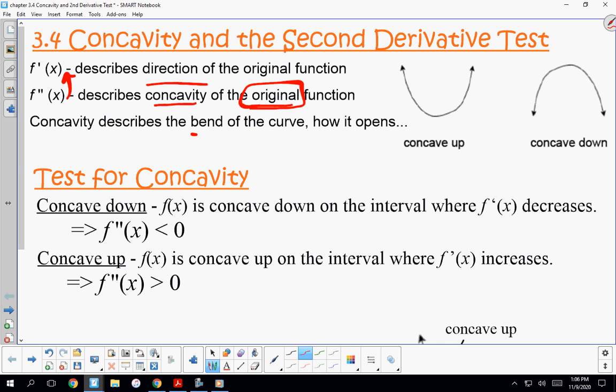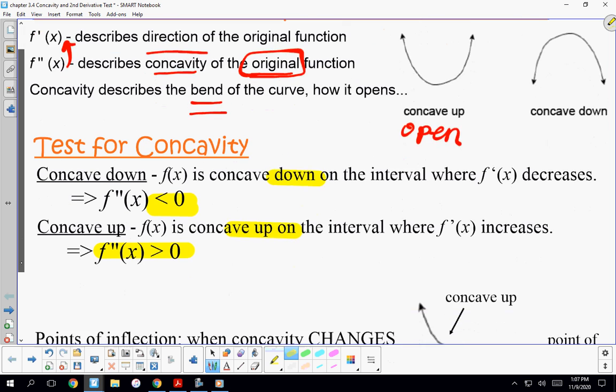And concavity is just the bend in the curve. So when it's concave up, it's opening upward. And when it's concave down, it's opening down. So if our second derivative is negative, that means it's concave down. If it's positive, that means it's concave up.